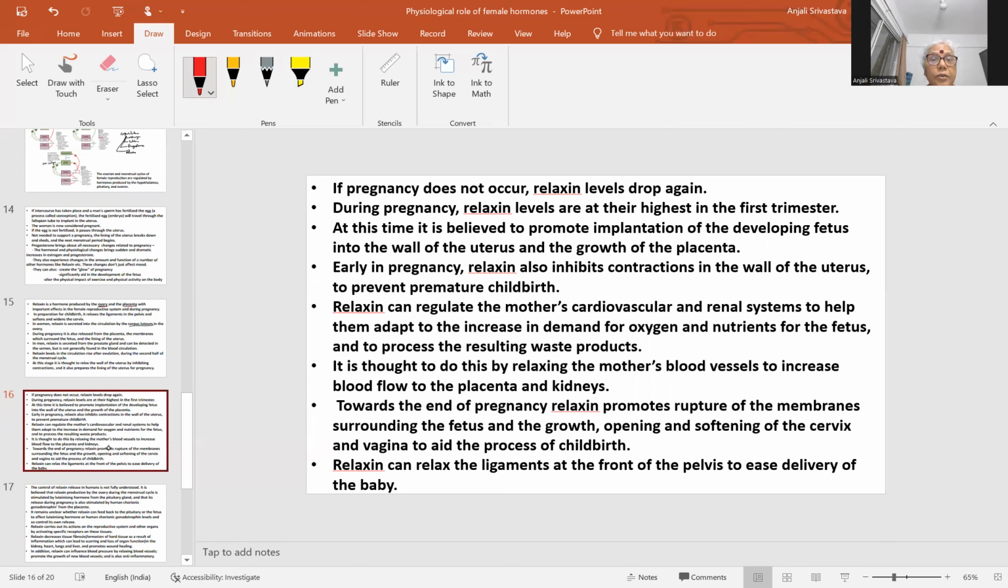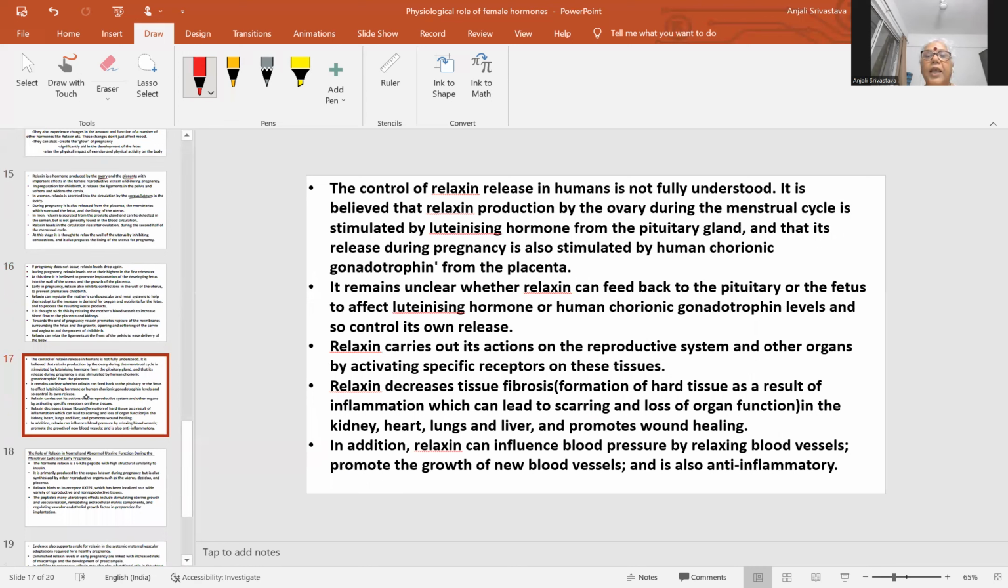Relaxin does not only control the pregnancy and the childbirth; rather, it also controls the mother's cardiovascular and renal systems to increase the supply of oxygen and nutrients for the developing fetus. Toward the end of pregnancy, relaxin promotes rupture of the membranes surrounding the fetus and the growth of the opening, and the softening of the cervix and vagina to aid the process of childbirth. So these are the actions of relaxin. Control of relaxin release in humans is not fully understood. These details you can go through.